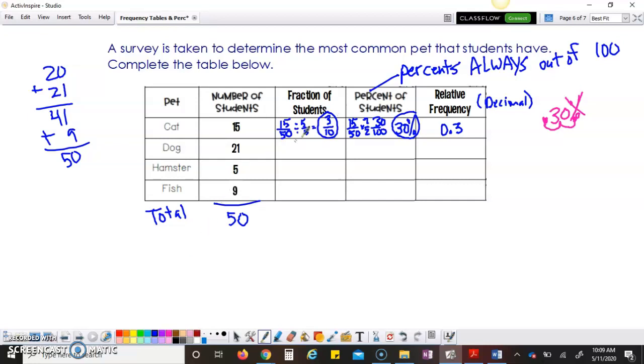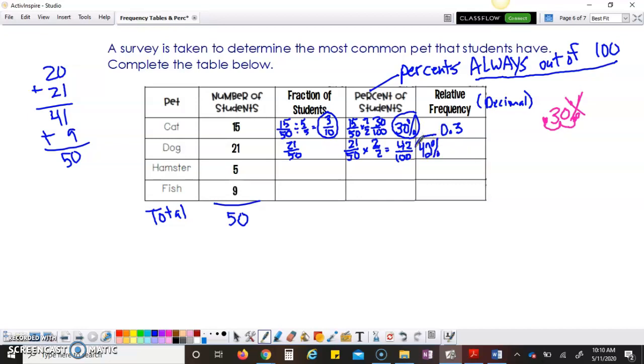All right, let's look at dogs. We've got 21 out of 50 that have dogs. I do not believe we can simplify that. So 21 over 50 is going to be that simplified fraction. And then our percents, remember, percents are always out of 100. So 21 over 50, how do I turn 50 into 100? Times 2, times 2. And I'm going to get 42 on top and 100 on bottom.